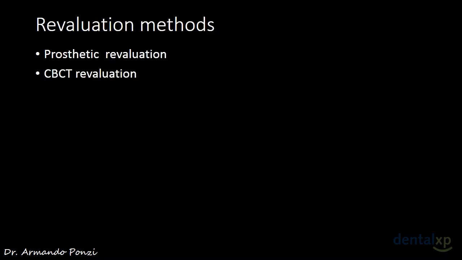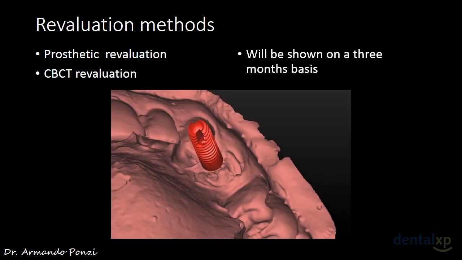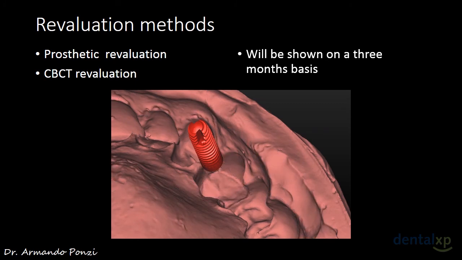There are two revaluation methods, a prosthetic revaluation and a CBCT one. The second method will be shown on a 3-month basis. But let's see now the prosthetic revaluation, and this image shows the implant and the very first clinical impression. We then took a second final impression on the actual provisional, and we see the relation between the planned abutment and the planned virtual provisional. And you see that the space is basically well occupied by the virtual work over the actual one.